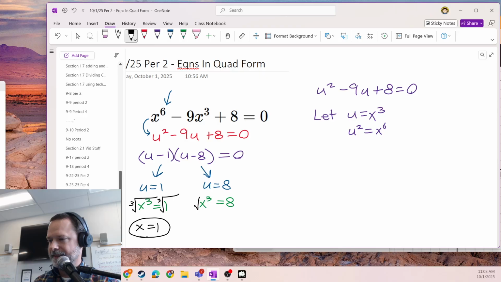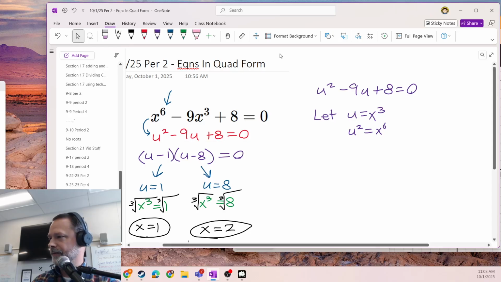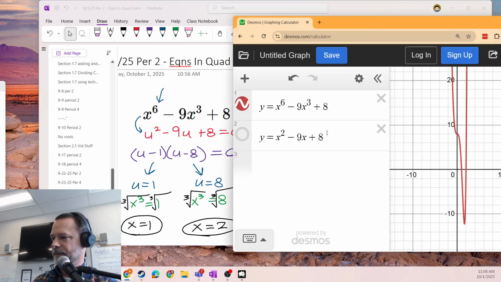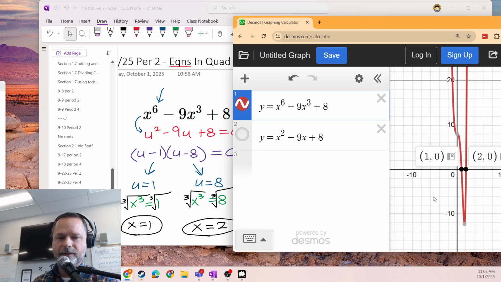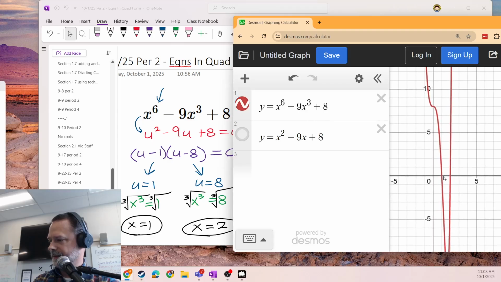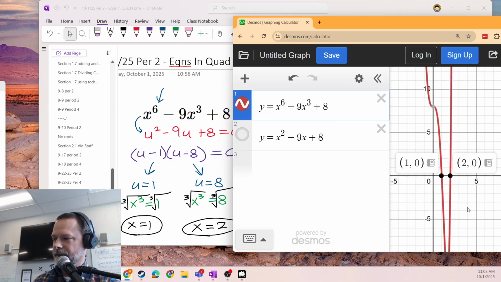But the other one did, definitely. Take the cube root, and we're going to get over here x equals 2. And so those are our two solutions, and from the graph, we definitely saw that. 1 and 2 were our solutions. We could zoom in on this thing. So looks good. So it works.